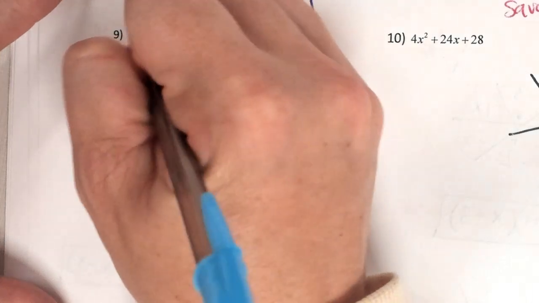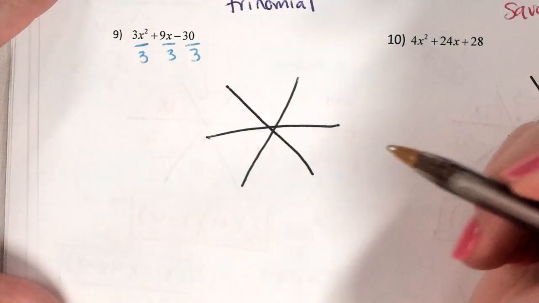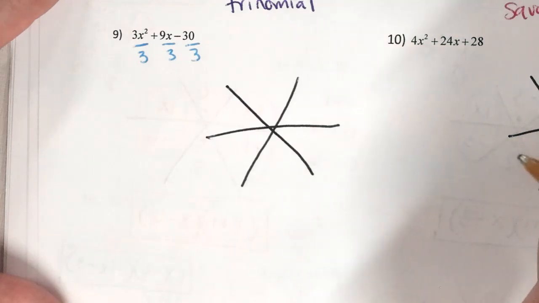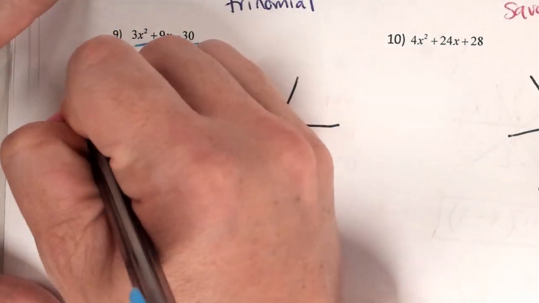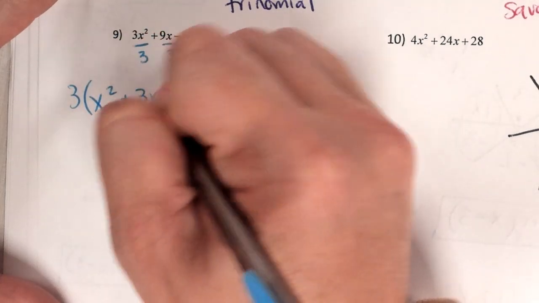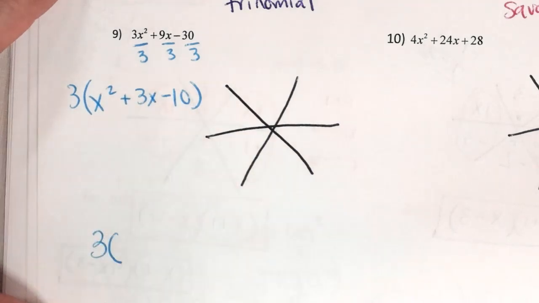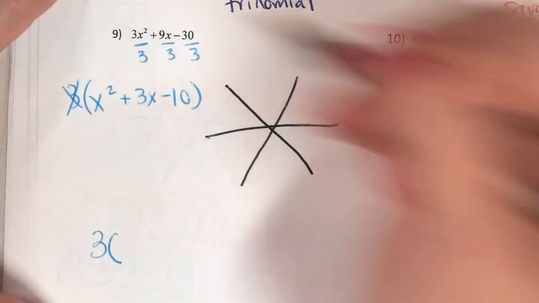So what is my GCF here? 3. Now, another reason it's good to take out your GCF is you don't want to do this with big old numbers. Okay? It makes it harder. So we take out that 3, and we're left with x squared plus 3x minus 10. And I'm going to bring that 3 down here so I don't forget that it's part of my answer, and I'm going to ignore it.